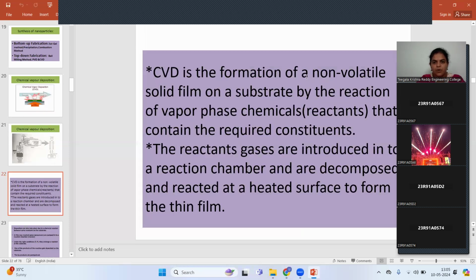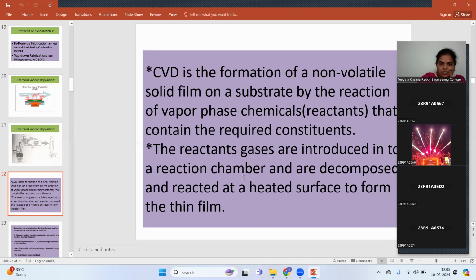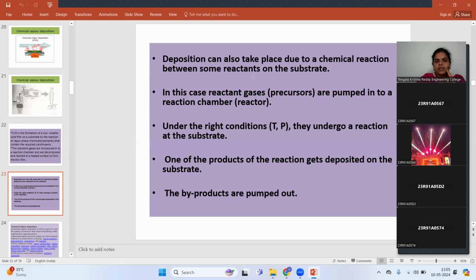Here CVD is the formation of a non-volatile solid film on a substrate by the reaction of vapor phase chemicals called reactants that contain the required constituents. The reactant gases are introduced into the reaction chamber and are decomposed and reacted at a heated surface to form the thin film. Deposition can also take place due to a chemical reaction between some reactants on the substrate. In this case, reactant gases are precursors.